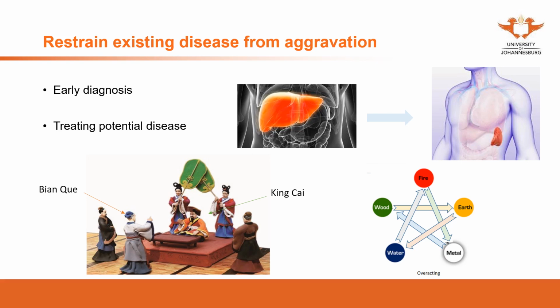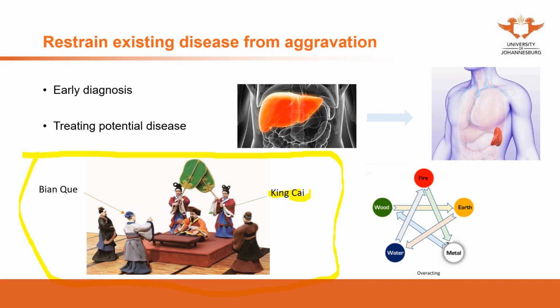Firstly, the principles are early diagnosis and early treatment, treating the potential disease. So these are two principles for this restraining. There's one story that we mentioned in the study of the history from this picture. You still remember the story that I told you, about Dr. Bian Que and King Cai. So Cai was a state in China 2,000 years ago, 2,500 years ago. So it's the same period when the Huangdi Neijing was written.